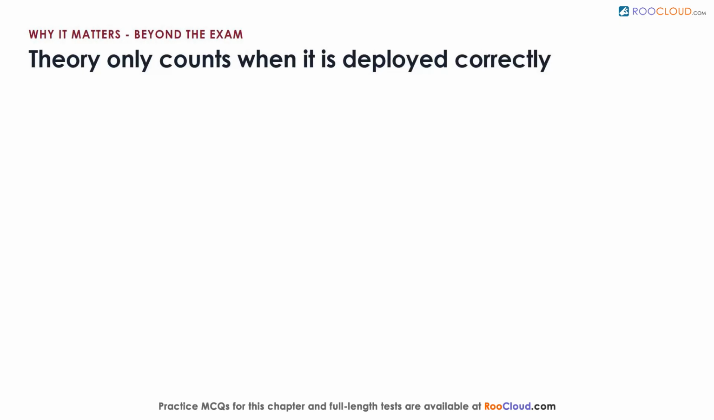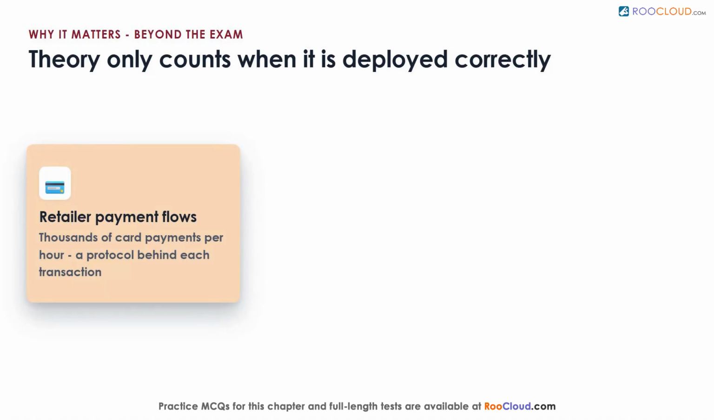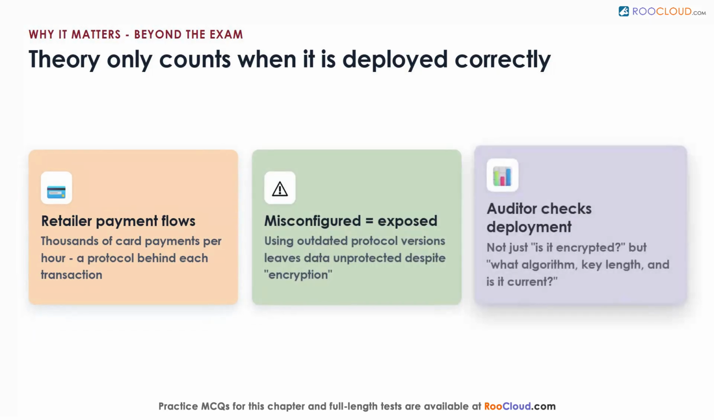Why does this matter beyond the exam? Because the theory only counts when it's deployed correctly. Picture an online retailer processing thousands of card payments an hour. Behind every transaction sits a protocol doing the cryptographic work. If it's misconfigured or outdated, the data is exposed. As an auditor, you check the right protocols are in place and well managed.